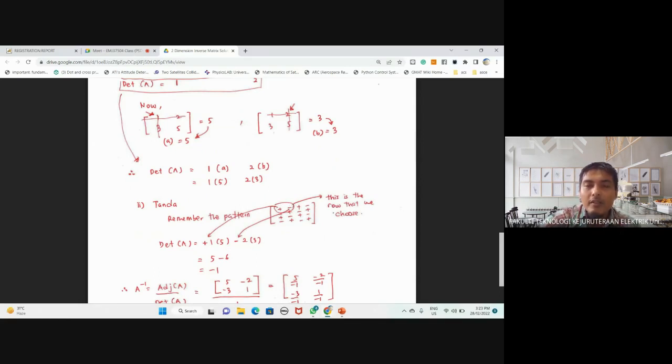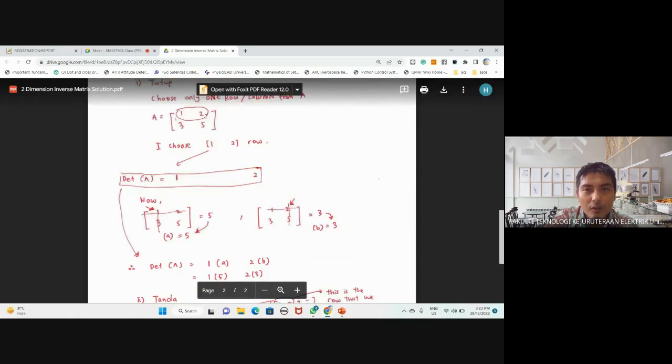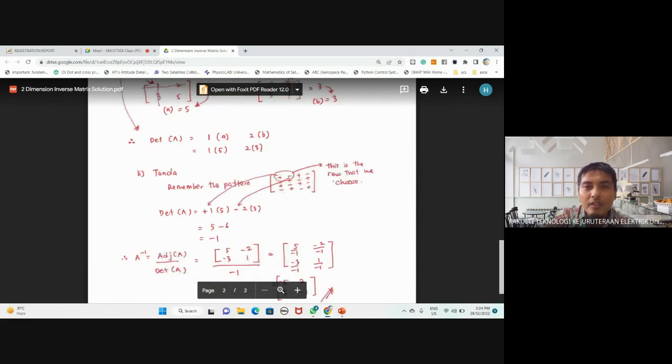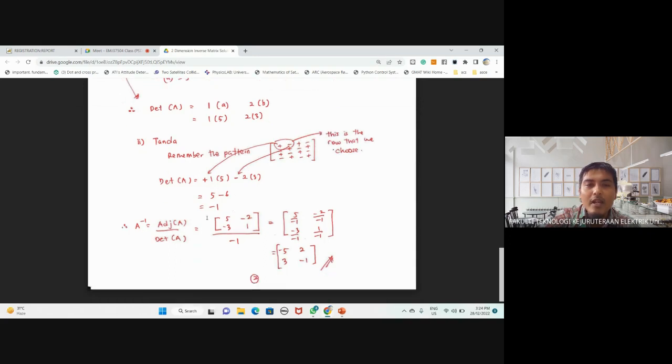The pattern is positive and negative, because you choose this row, you must use the comparable row inside this pattern. So the first one is positive and second is negative. Finally, you get the determinant is -1.